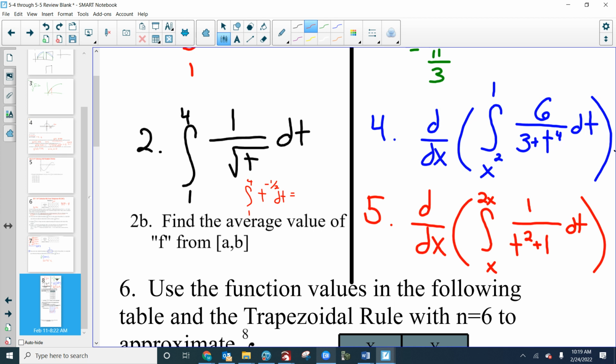Well, I'm ready to anti-differentiate. I add 1 to the exponent. What do I get? 1/2. Divide by the new exponent. Divide by 1/2, same as multiplying by 2. So 2t to the 1/2 plus a constant. Drop the integral. I go from 1 to 4. Plug in 4. Plug in 1. Subtract.